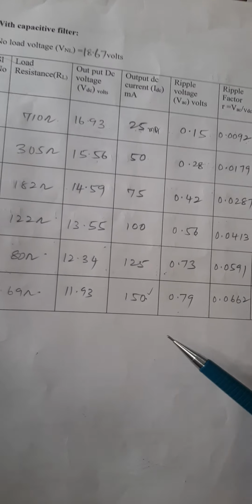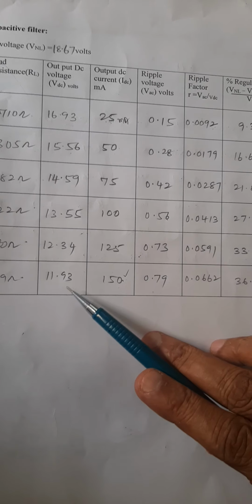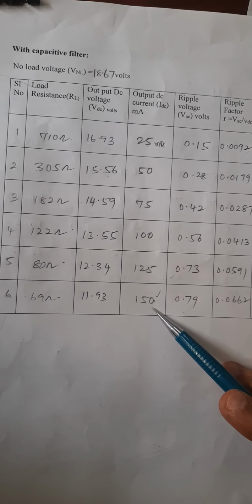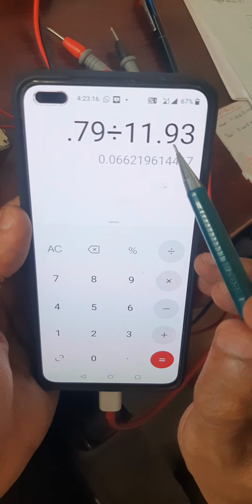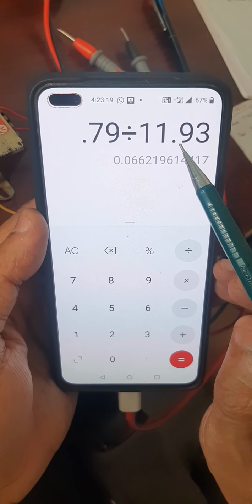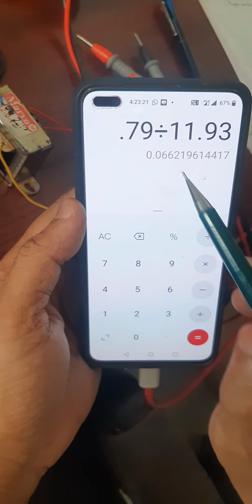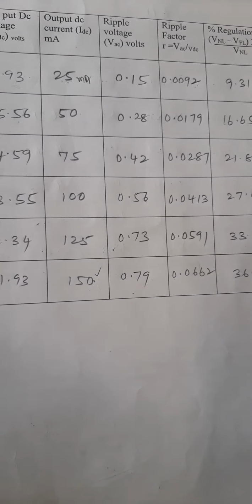I will show you one of the readings in the ripple calculation, the last value for the 150 milliamps. Here 0.79 is the VAC value and 11.93 is the VDC value. VAC by VDC I am getting 0.066, so 0.066.